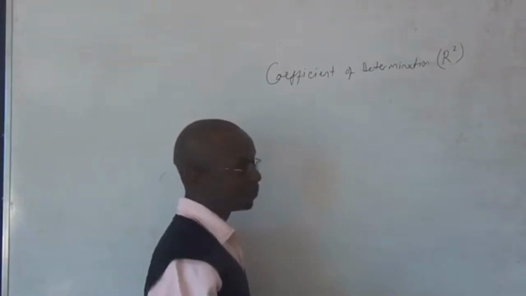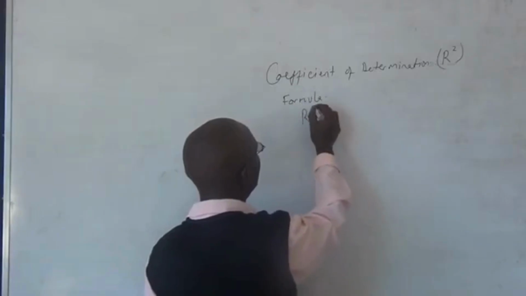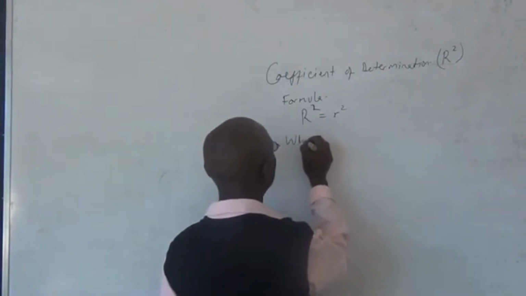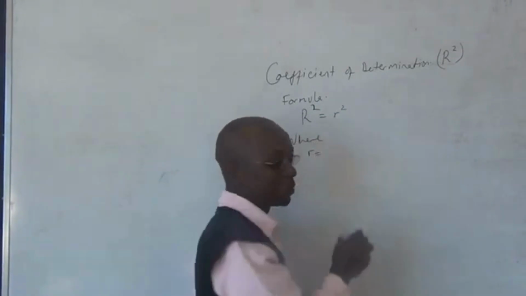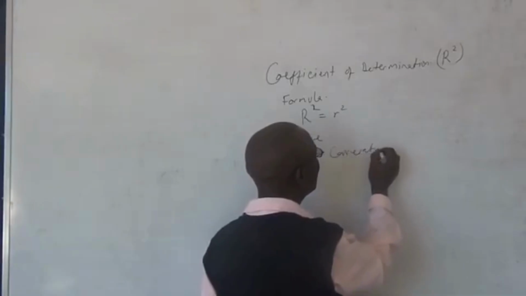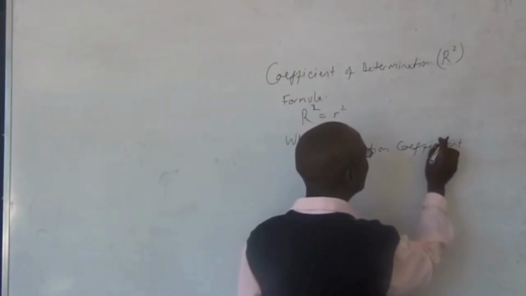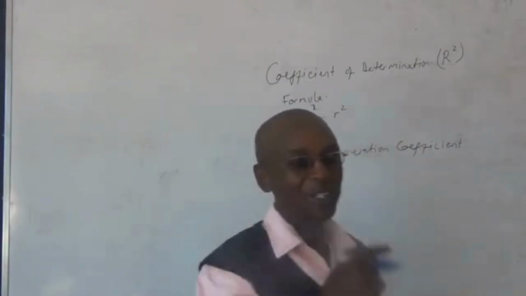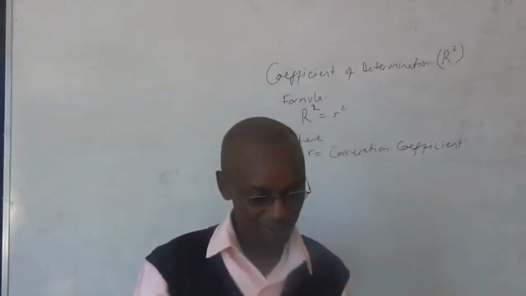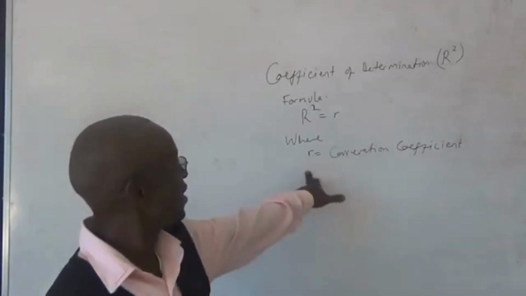Formula: capital R squared is equal to small r squared, where small r is the correlation coefficient. So when you want to get capital R squared, you just calculate the correlation coefficient and square it.